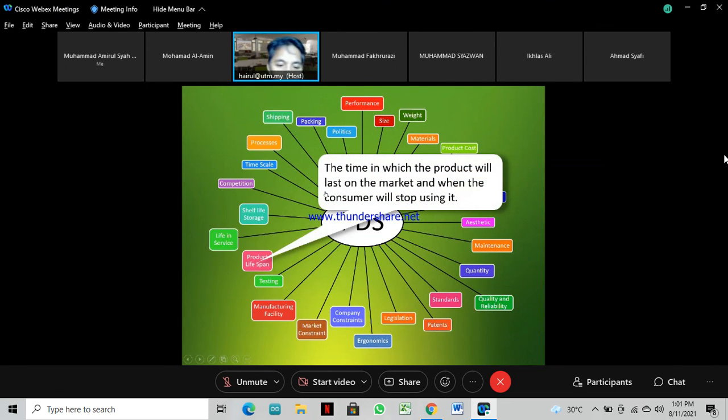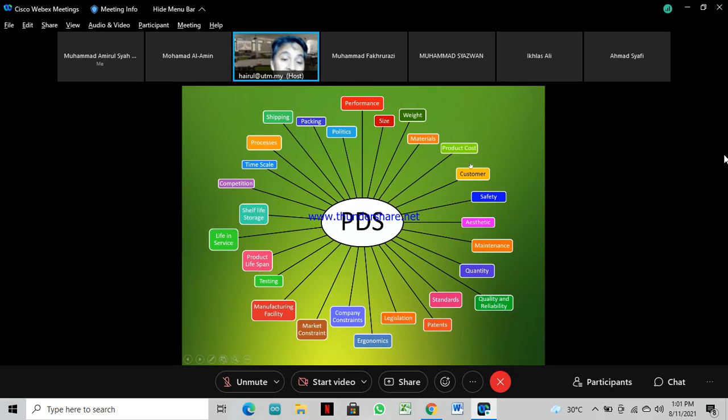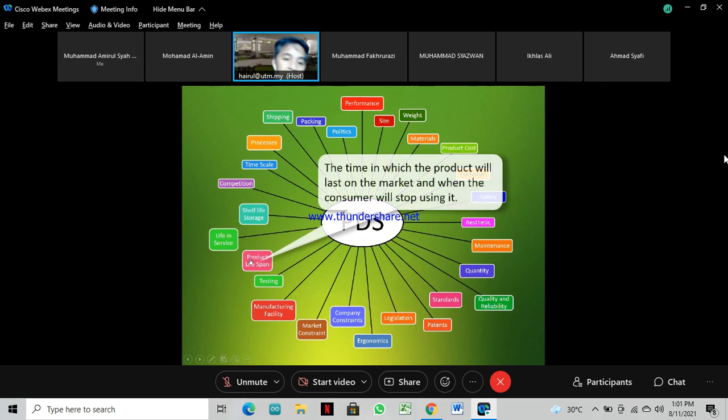Product lifespan. Okay, so tadi about market constraint. Yang product lifespan tadi I mentioned, how the product will last on the market, the time the product will last on the market and when the consumer stops using it. I just cakap tadi, kalau you boleh upgrade, you will extend the lifespan. But you put a statement, product lifespan ni how long the product will last on the market, how many years. Tadi I just mention market constraint, not market, that one is not correction, that one is under how long the product will last on the market is product lifespan.